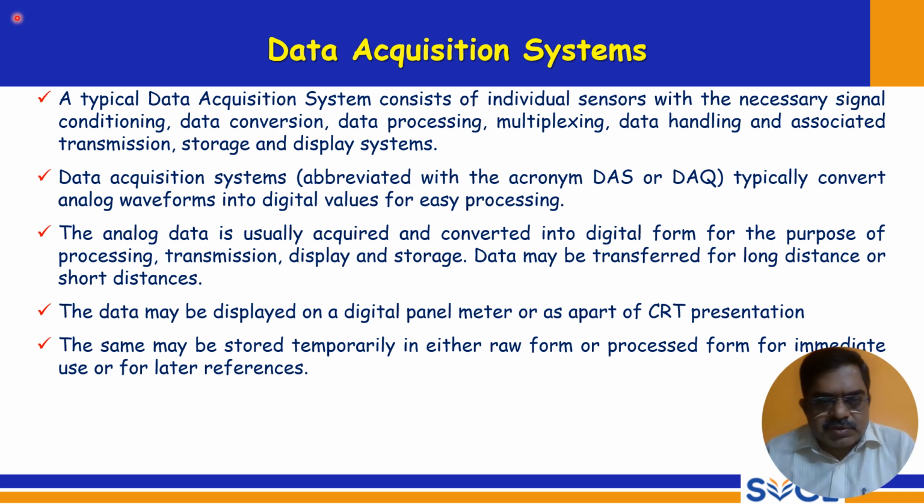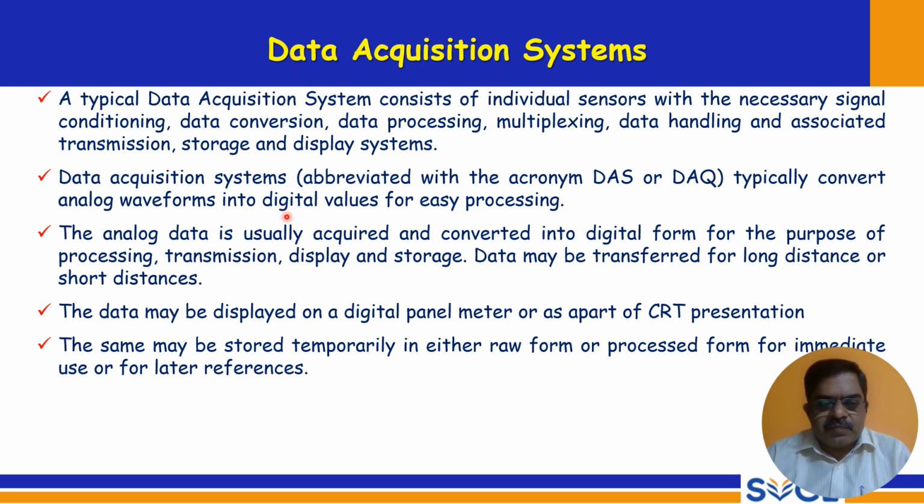A data acquisition system consists of individual sensors with the necessary signal conditioning, data conversion, data processing, multiplexing, data handling, and associated transmission, storage, and display systems. So these are all the components and systems involved in a data acquisition system. In short, it is called DAS, or abbreviated with the acronym DAS or DAQ. In a few books you may find DAQ also.